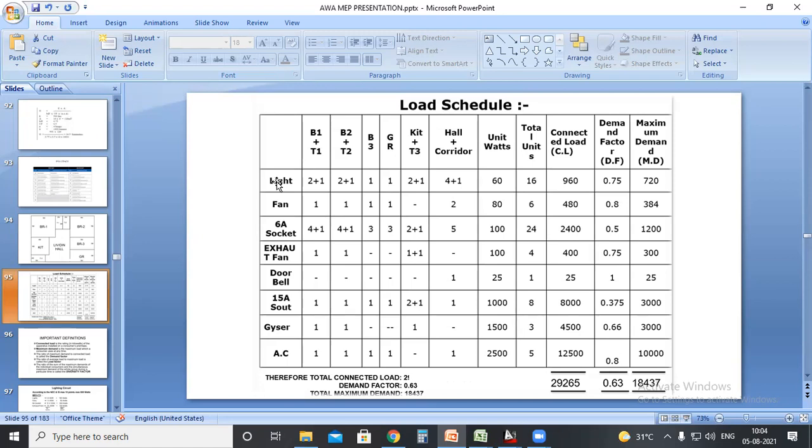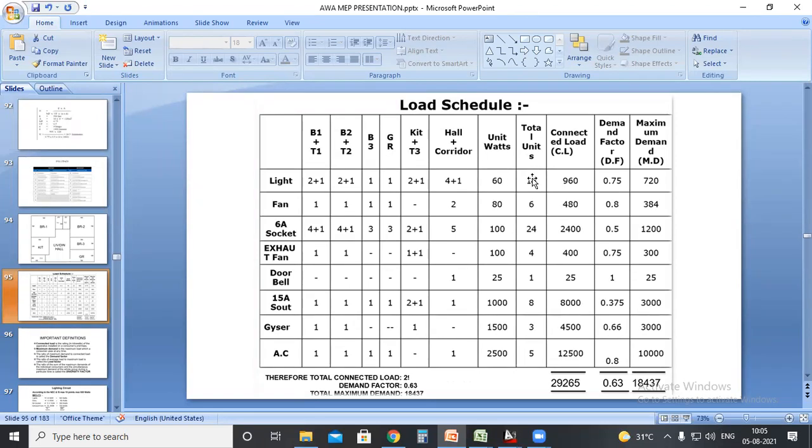You can't generally write light alone. You have to list the different types of light, like mirror light, foot lamp, wall light, down light, in different categories. So instead of light, you will have multiple light fixtures. Here in this example, we have only mentioned a standard light of 60 watts. That is why unit watt is mentioned as 60 watts.